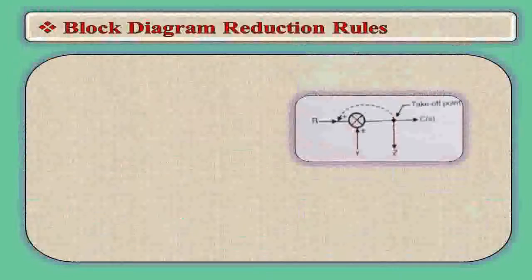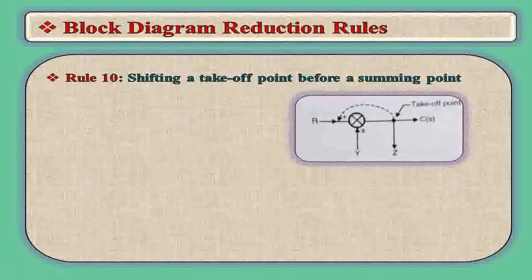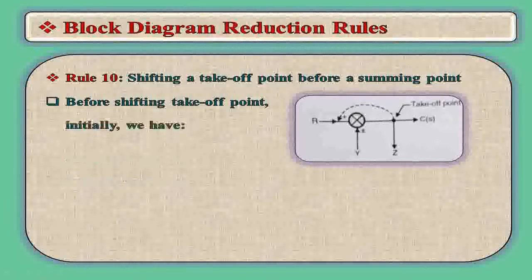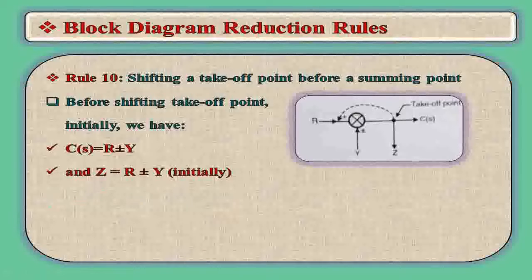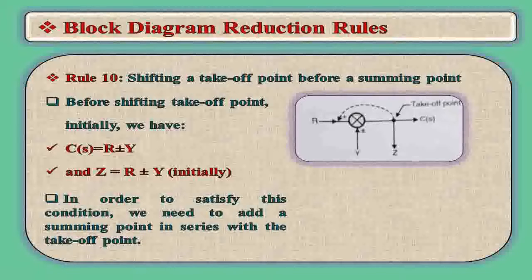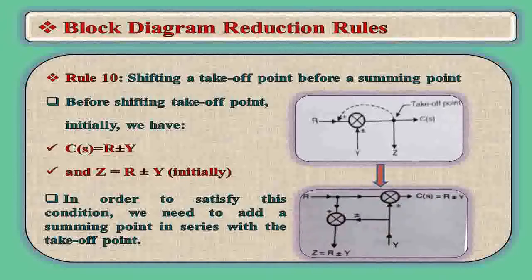Now next is rule number 10, shifting a take-off point before a summing point. Before shifting a take-off point, initially we have the output C(s) is equal to R plus or minus Y and Z is equal to R plus or minus Y. In order to satisfy this condition, we need to add a summing point in series with take-off point as shown in figure.